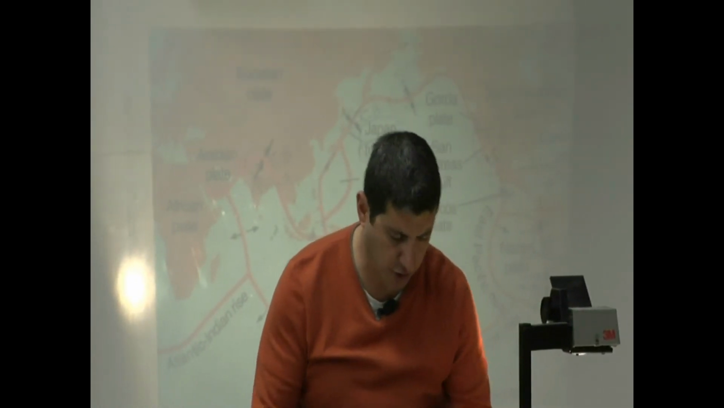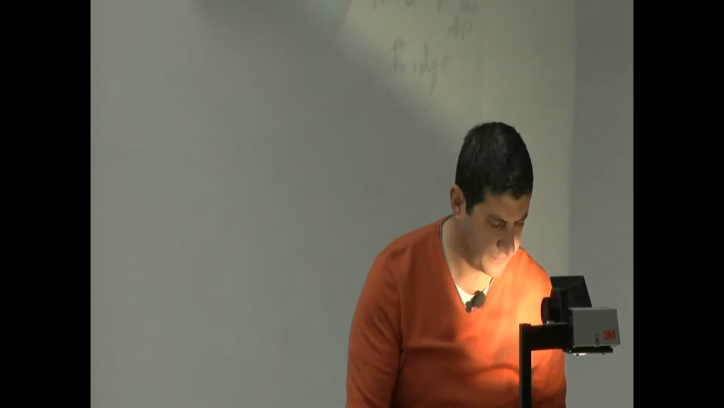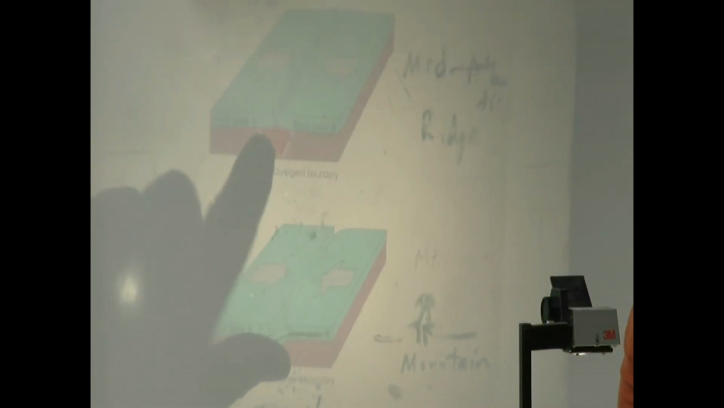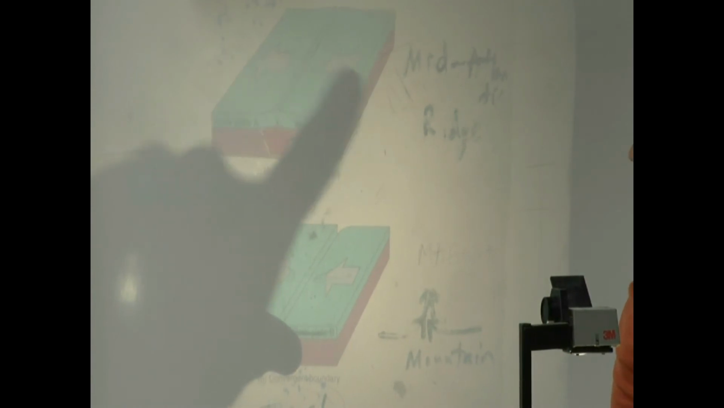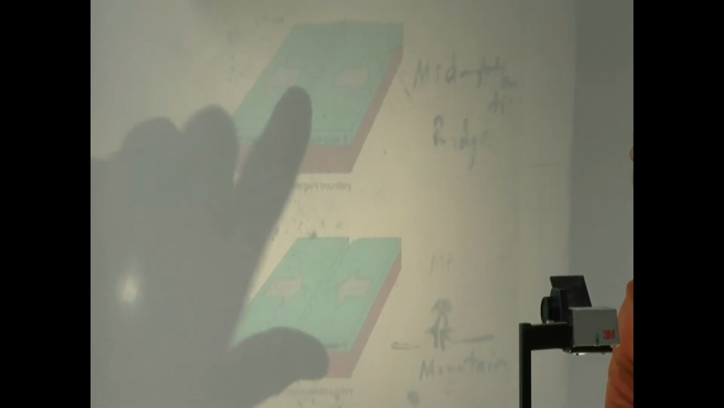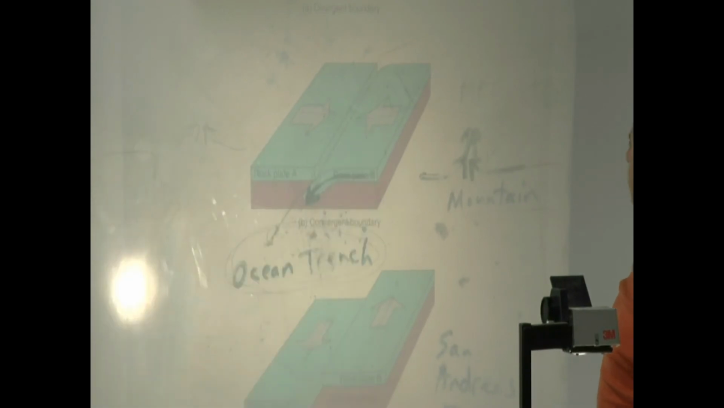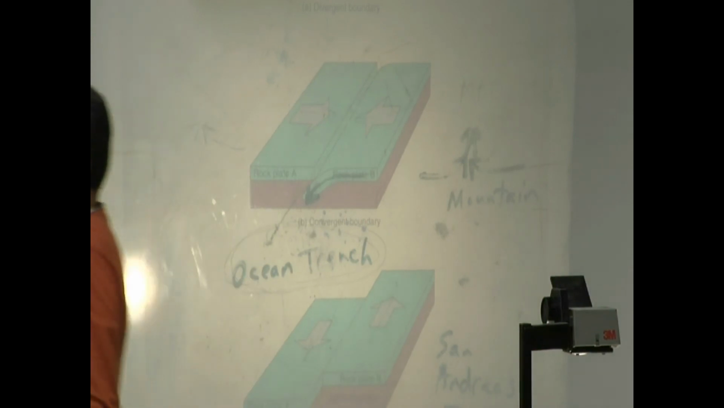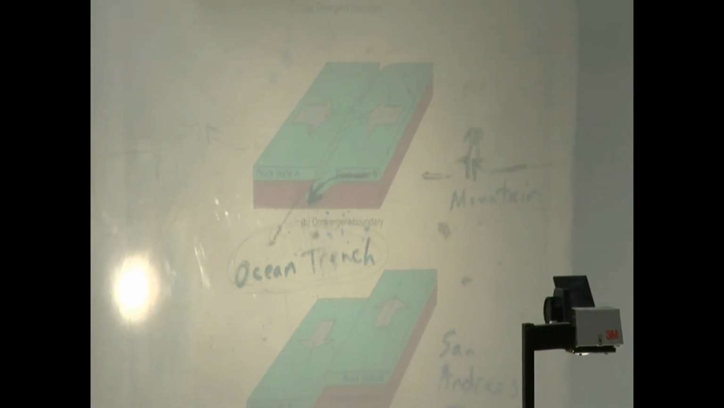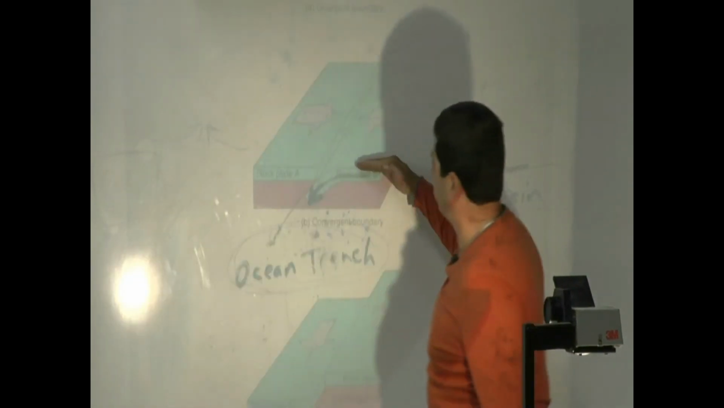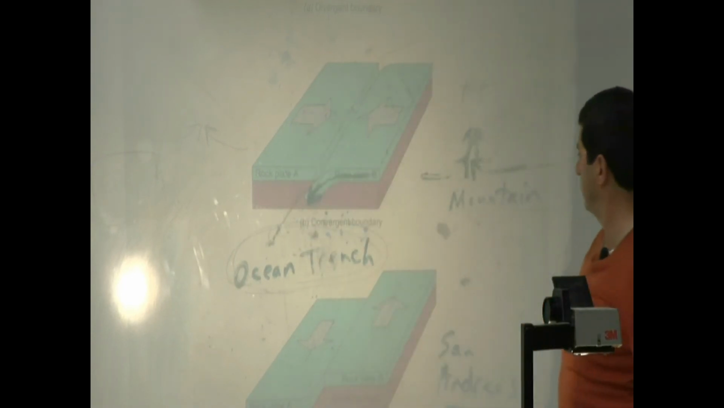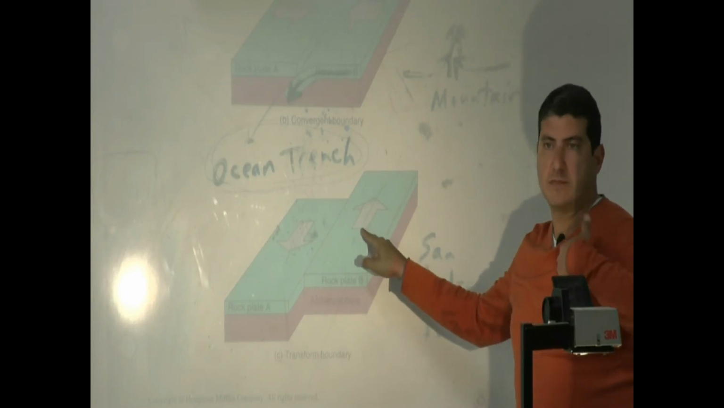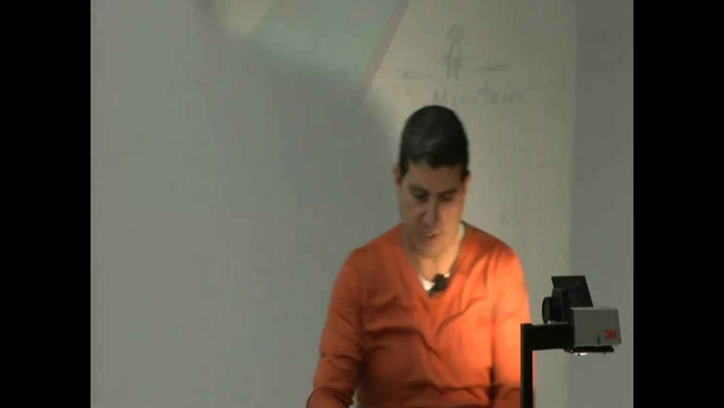So this slide shows you a little bit of this. You see, divergent boundary, going this way, Mid-Atlantic Ridge. This one, convergent boundary, coming down. This is a subduction zone. Subduction zone type of convergent boundary. This plate comes, goes under, subducts. This one, that's San Andreas Fault, okay?